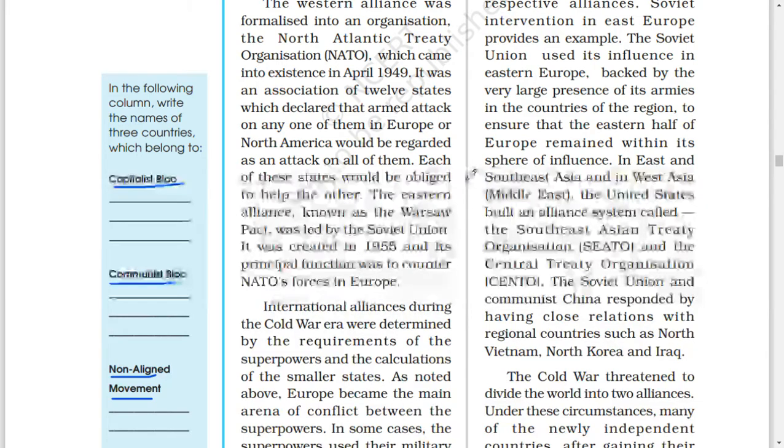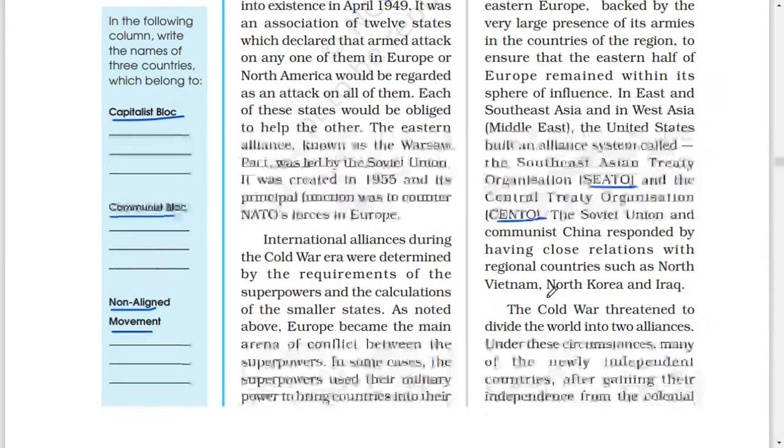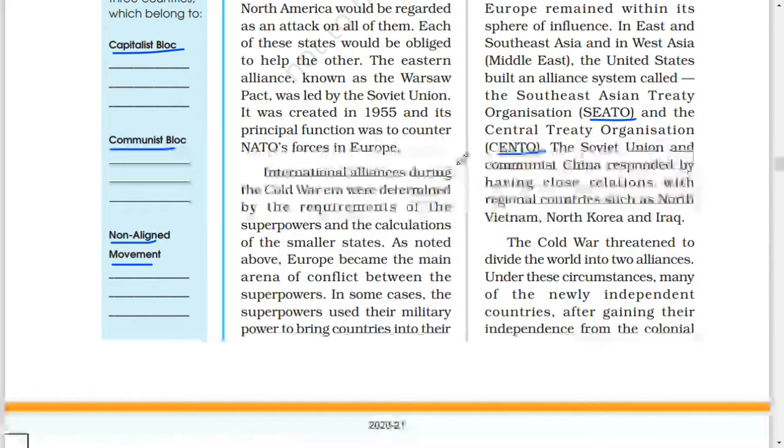In East and Southeast Asia and in West Asia (the Middle East), the United States built an alliance system called the Southeast Asian Treaty Organization (SEATO) and the Central Treaty Organization (CENTO). The Soviet Union and Communist China responded by having close relations with regional countries such as North Vietnam, North Korea, and Iraq.